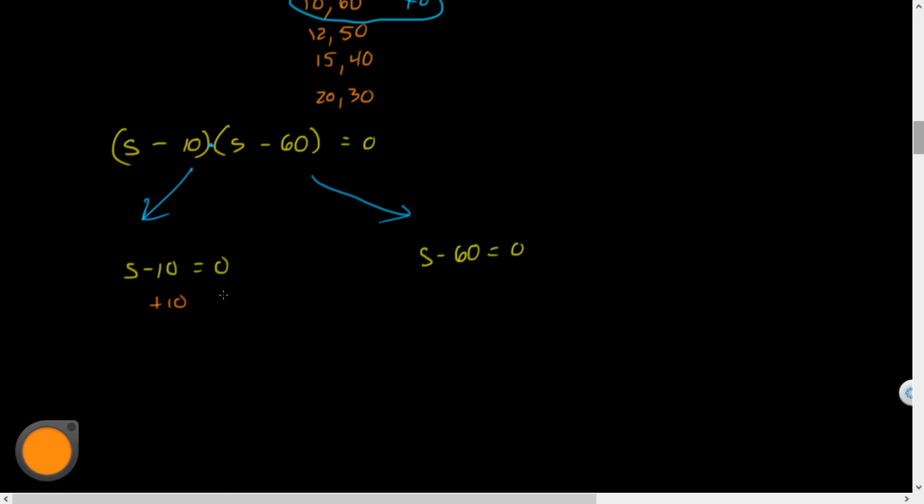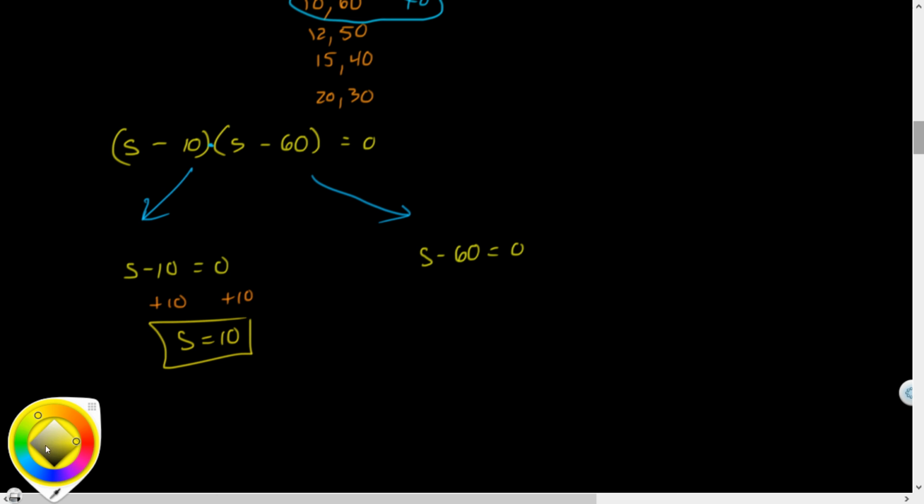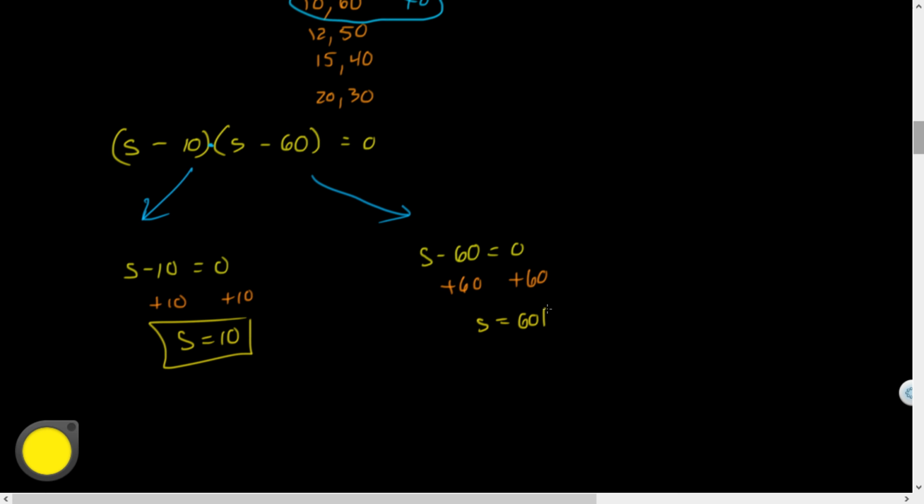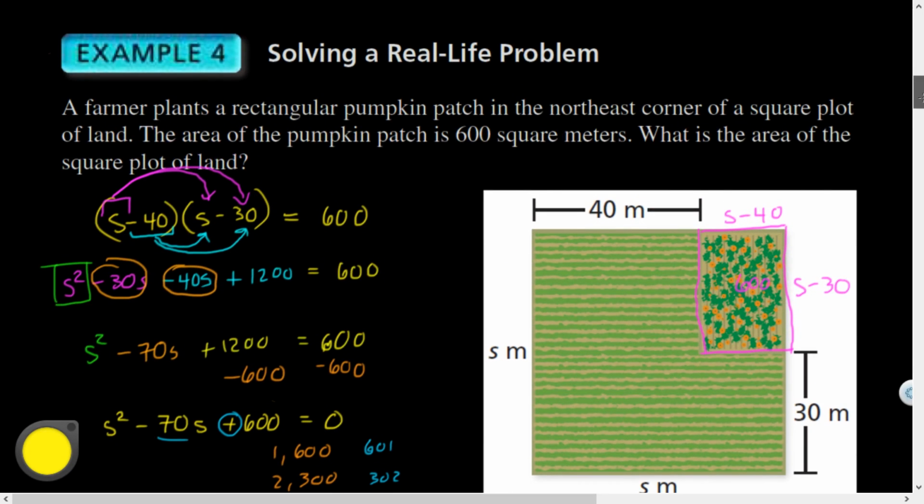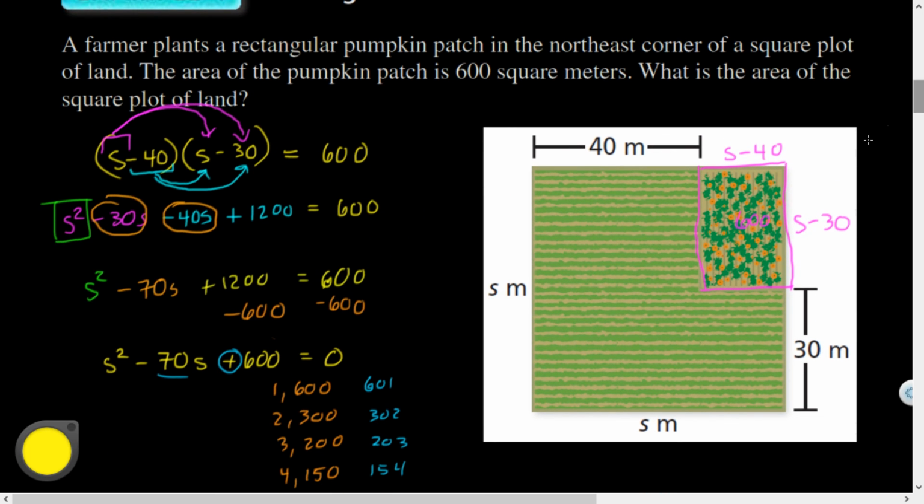Let's add 10 to both sides. Here, I get S equals 10. And let's add 60 to both sides here. And I get S equals 60. Don't pack up yet, friends. We're not done. Now, what did they ask us? They said, what is the area of the entire square plot of land?